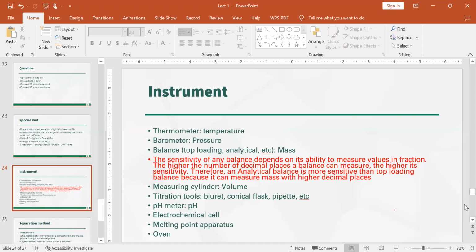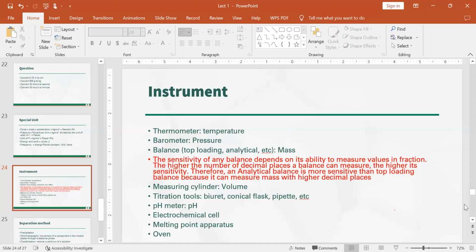When you are coming for practicals, you find out that analytical balances are those that can measure fractional values. You can measure up to maybe 0.0001. That's the sensitivity of the analytical balance; it depends on the number of decimal places it can measure. But if it cannot measure so many decimal places, maybe one decimal place, we call it top loading balance.